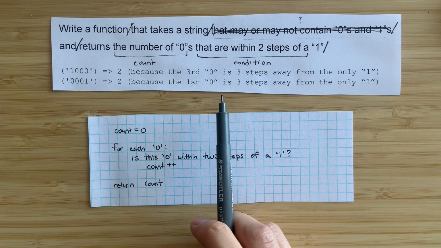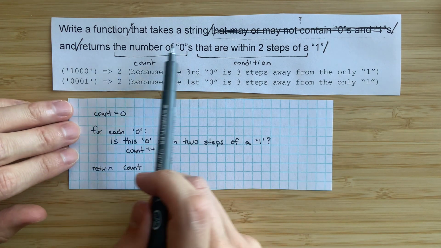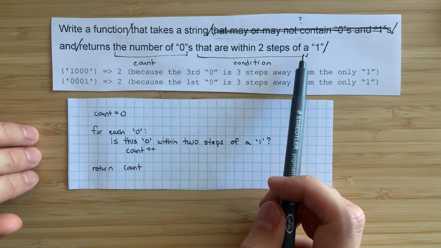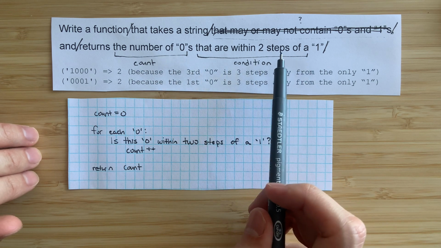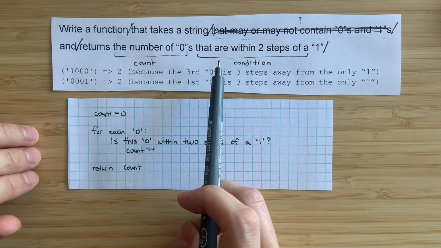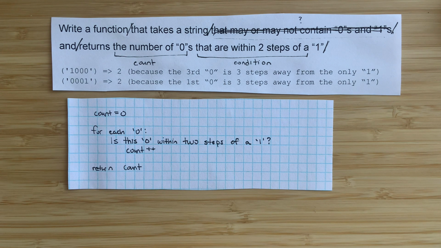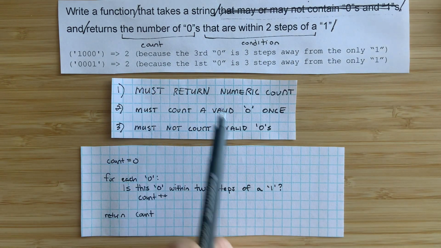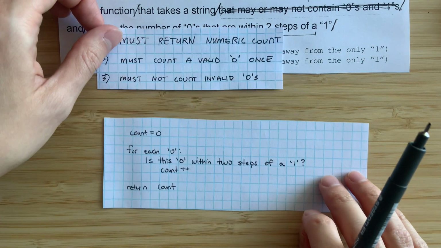So let's revisit the text and consider what needs to be true about a correct solution. So one, we had to return a numeric count, and then of course that count must represent all the zeros that meet our condition. More specifically, if we dig into that, a 0 that passes the condition should be counted once, and then a 0 that doesn't pass the condition should not be counted. And if we manage to do all those things, then we should get a correct answer. So these are the requirements for a correct solution. So does our approach meet all these requirements?